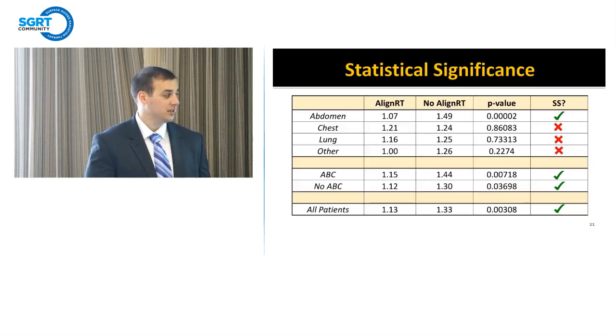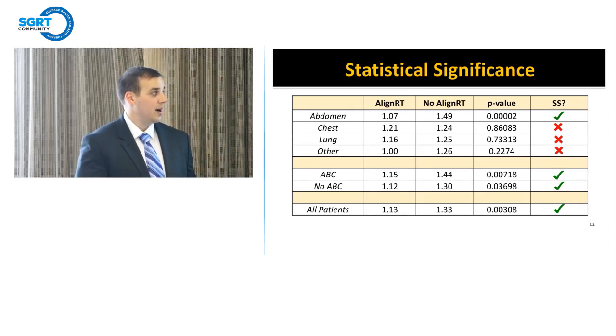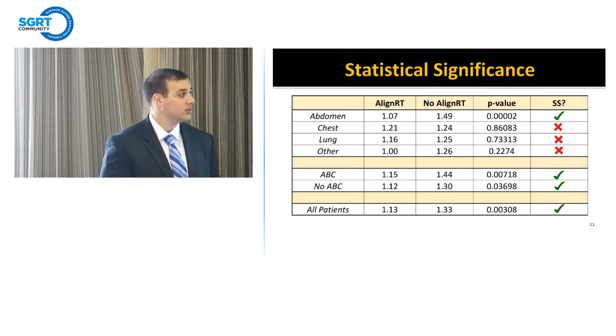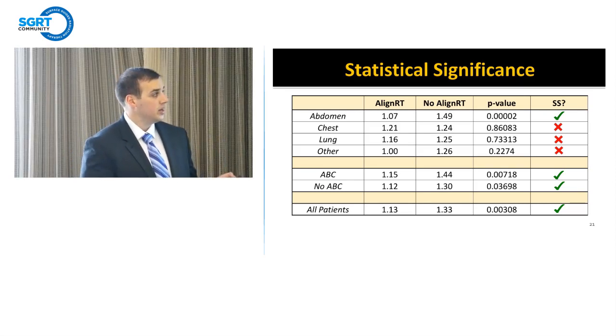And so the results of our statistical analysis were that for the abdomen, the ABC, the no ABC, and all patients, there is statistical significance. And so we see here that chest does not have statistical significance, as well as lung or other category.